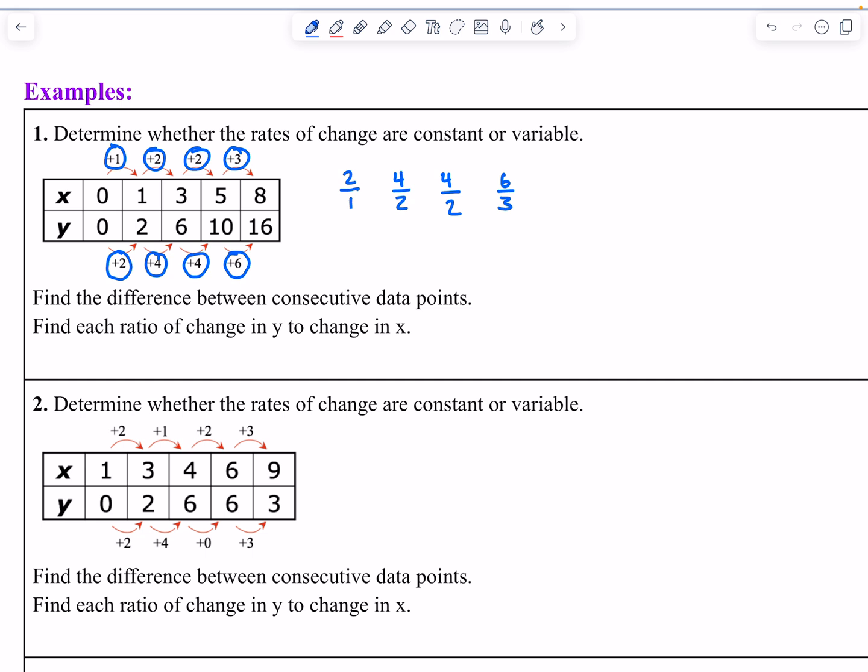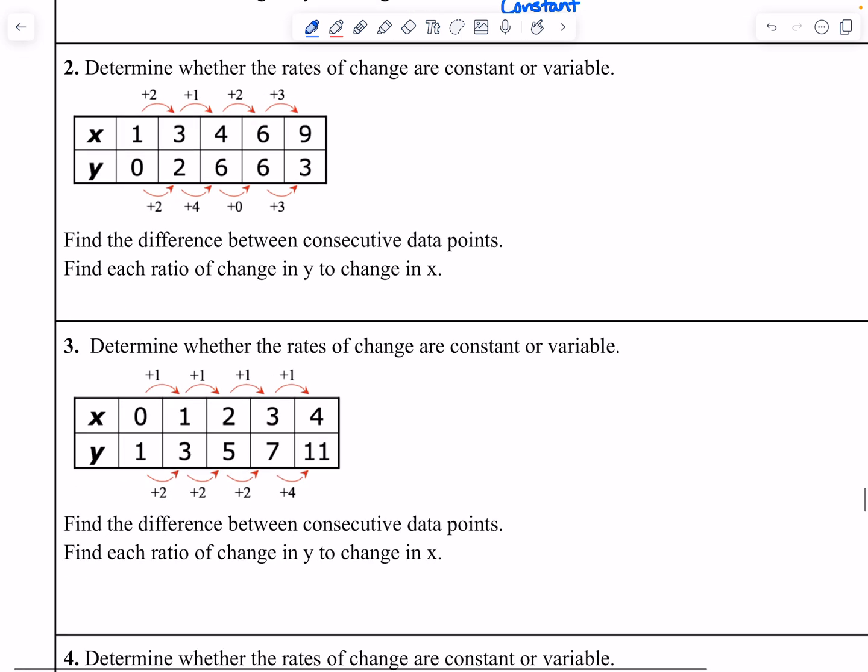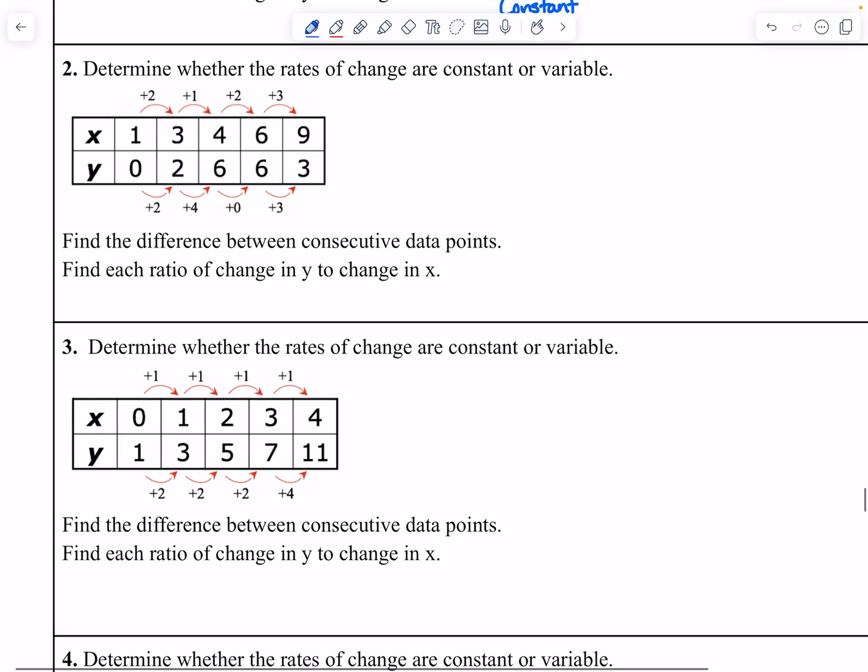So let's just simplify those fractions. 2 over 1 is equal to 2. 4 over 2 is equal to 2. 4 over 2 is still equal to 2. And then 6 over 3 is also equal to 2. So let's put that these were constant rates of change. They stay the same. So even though the numbers looked a little different, the rate of how they changed stayed the same. Determine whether the rates of change are constant or variable for number 2.